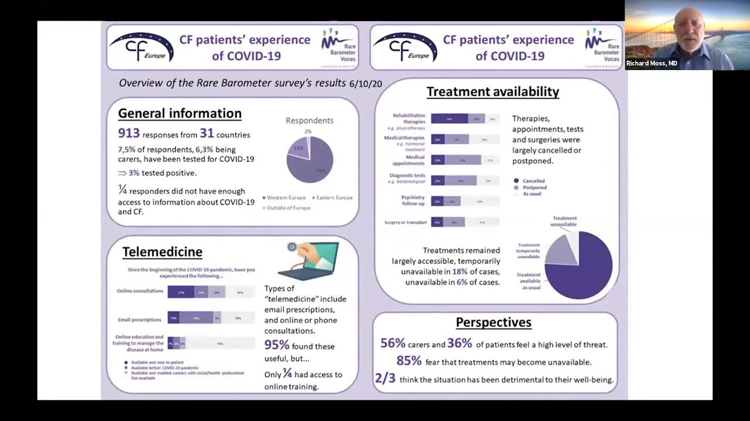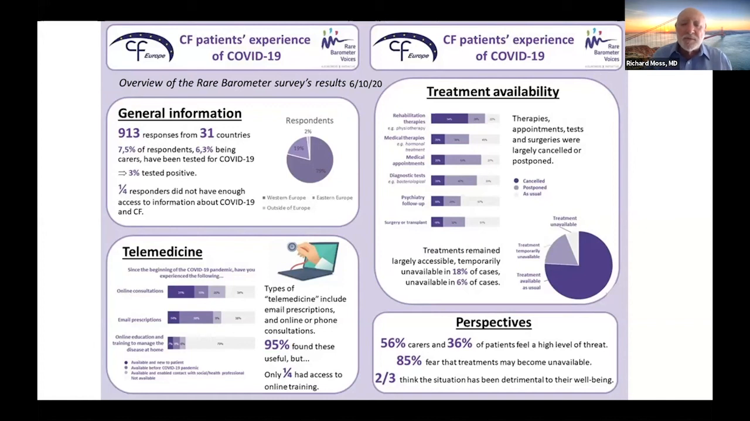This was a survey that was done in Europe of people with CF. They got almost 1,000 responses from 31 different countries in the European Union. I just want to emphasize the perspectives here that most people with CF feel threatened. And I think that's a very realistic way to be. This is a very highly transmissible virus. CF almost certainly is an independent risk factor. And we don't know a lot about other facets of how CF interacts with this virus.